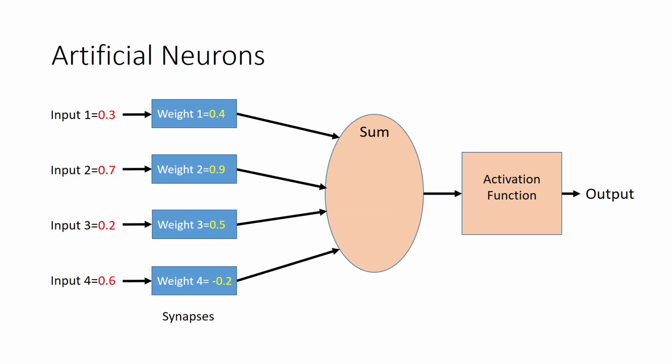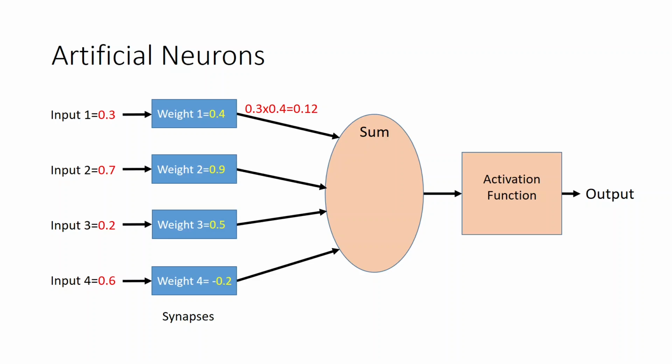Here, the first input has a value of 0.3, the second input is 0.7, the third input is 0.2, and the fourth input is 0.6. The weights have values of 0.4, 0.9, 0.5, and negative 0.2. Notice that the weights can be negative. The inputs can also be negative. Each input is multiplied by its corresponding weight.